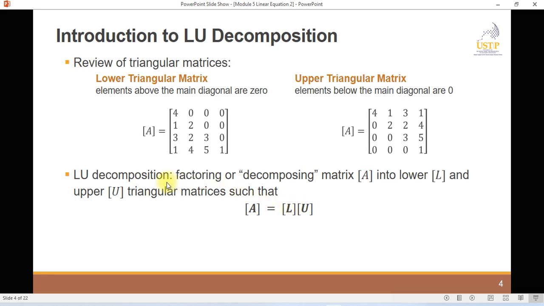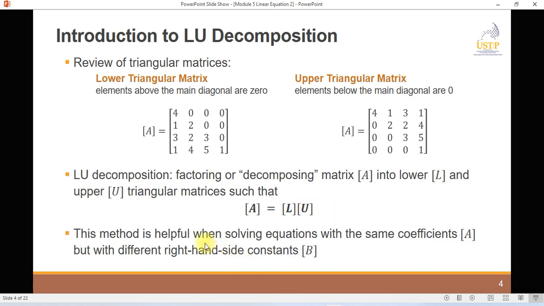What LU decomposition means is that you will factor matrix A into a lower triangular matrix and an upper triangular matrix, as a product of the two. So that's what we will be doing in LU decomposition. This method is helpful when solving equations with the same coefficient matrix A but with different right-hand side constants B. According to the matrix equation, we have AX equals B: matrix A times X, the vector of unknowns, and B, the vector of constants.